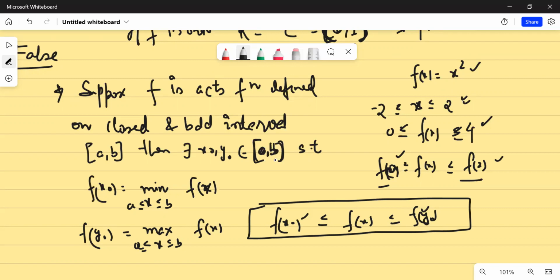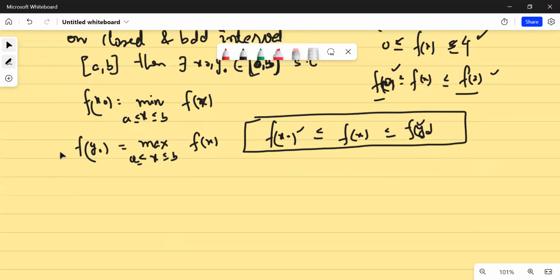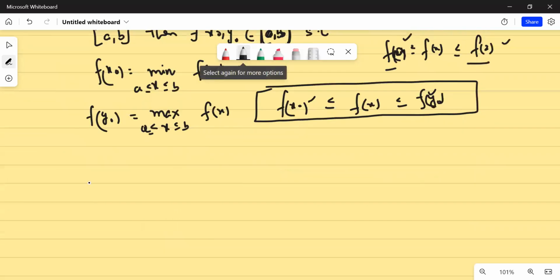Is that clear? So your function will attain maximum somewhere in the closed interval [a, b], and it will also attain minimum somewhere in the closed interval [a, b]. Is that clear or not clear? Yes, sir. Clear. Okay, thank you. So that is all that I have to tell you in this. Then we'll move ahead, and let's try to understand one more thing.